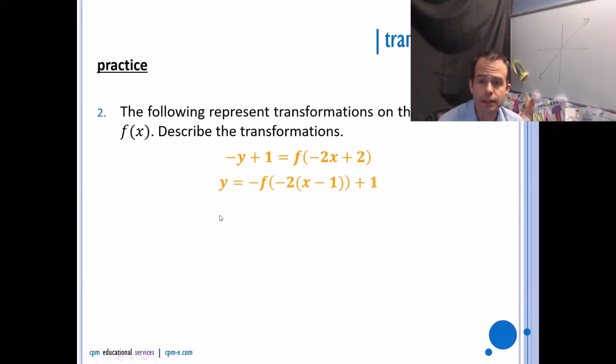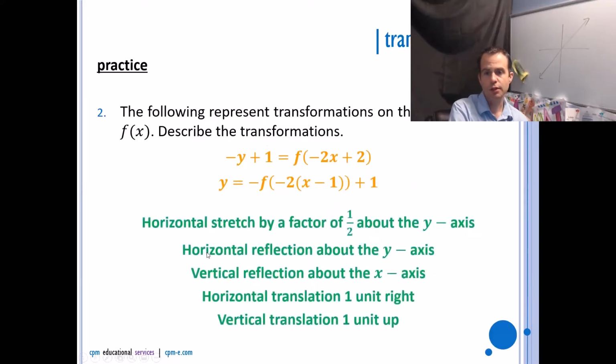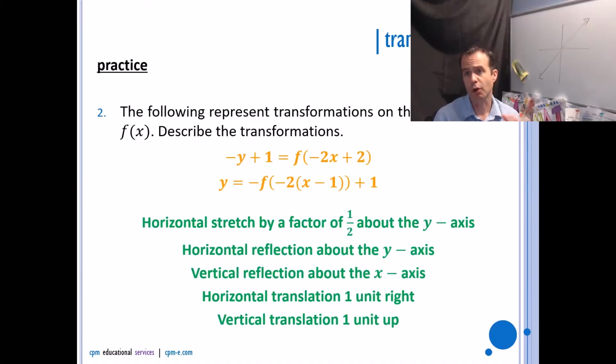And then we want to describe the transformation. So we've got 1, 2, 3, 4, 5 different statements that you should have written. The 5 different statements are: your horizontal stretch by a factor of 1/2 about the y-axis. Again, I want you to take note of the specificity of how I'm speaking, okay? I've said it was horizontal. I've said it was a stretch. I said what the factor was, and I said what it was about. Those are all things that you have to communicate well.